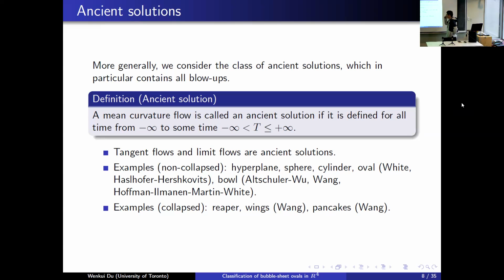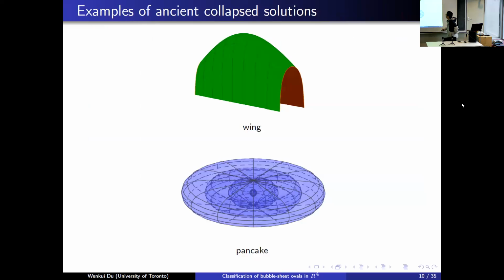Some more concrete examples of ancient solutions. They are called non-collapsed and collapsed. Maybe I first explain what a collapsed solution is. So, this is two pictures of collapsed solutions. The first solution is a translating solution, downward translating, and it's convex, but it's still collapsed.